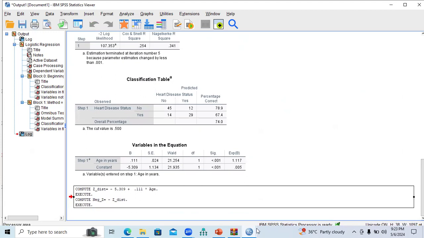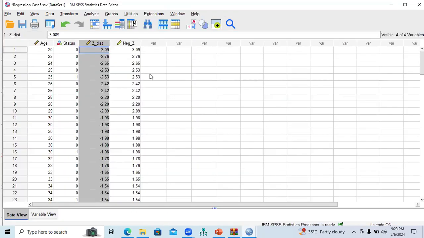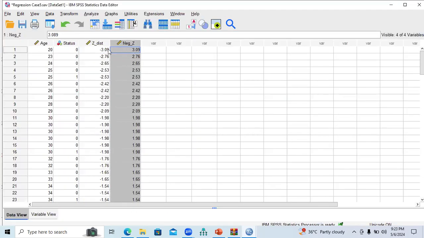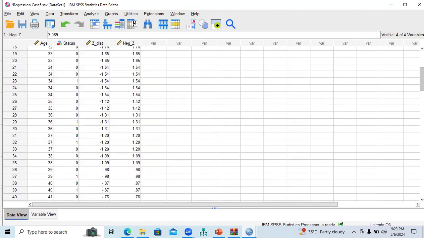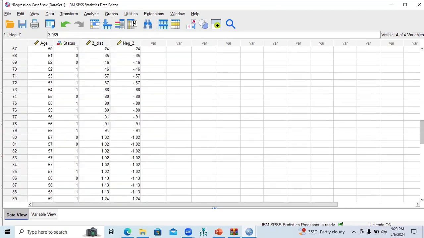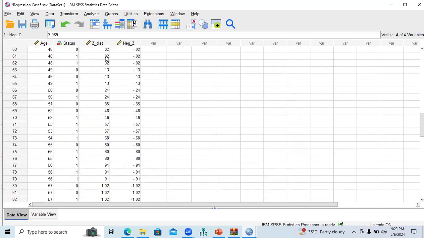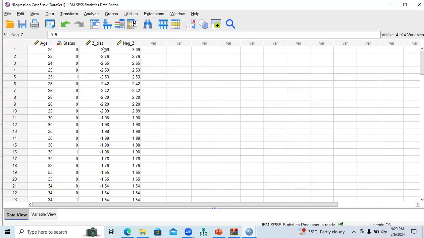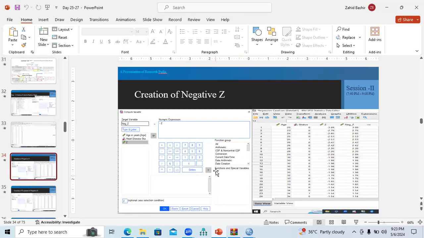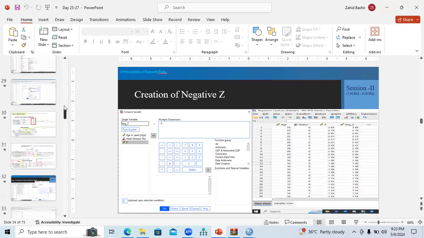Yes, the command is executed. You can also verify here. And here you can see negative Z distribution. Now it has become positive Z distribution. So it has changed the sign of your distribution. If it was already positive, now it has become negative. But if it was already negative, it has become positive. So this is the second step that we have considered.